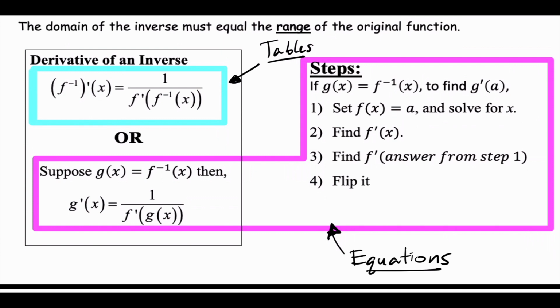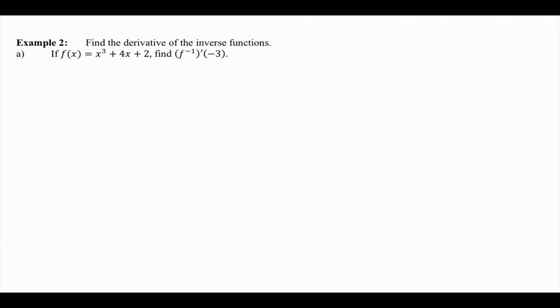It says find the derivative of the inverse functions. So we have f of x. f of x is x cubed. You notice how it's not an x squared, it's an x cubed, because x squareds don't have inverses. So they got to go to the next one, x cubed plus 4x plus 2. Find the derivative of its inverse at -3.